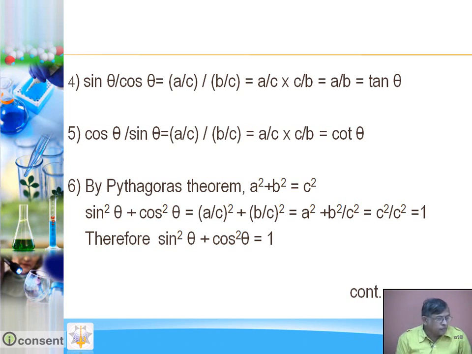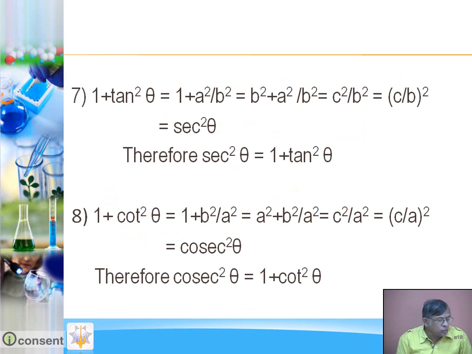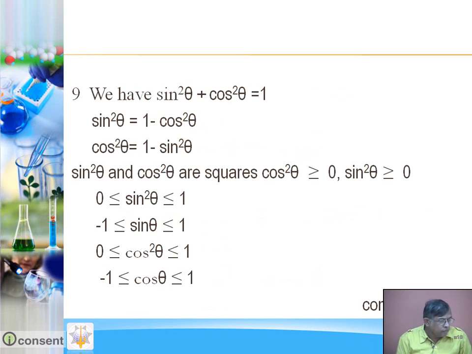Now 1 plus tan square theta. 1 plus A square upon B square. So again B square plus A square upon B square, that is equal to C square upon B square, that is (C upon B) whole square, equal to sec square theta. So sec square theta is equal to 1 plus tan square theta, that is the second identity. Similarly, considering 1 plus cot square theta, we get another identity, that is cosec square theta is equal to 1 plus cot square theta.